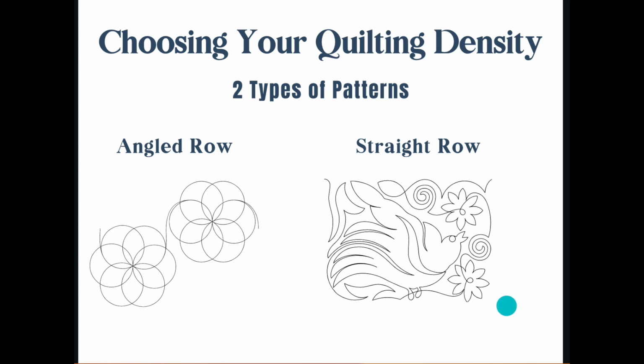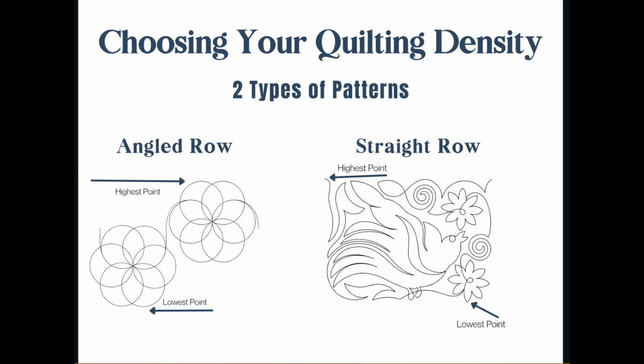Okay, this makes a big difference for 2 reasons. One, when you're looking at the quilt, your eye is going to follow a straight row more than it is an angled row, and you're going to be able to differentiate those rows better. The other part is we're going to be looking, so this is where the density comes in. We're going to be looking for the highest point of the design, and we'll be looking for the lowest point of the design. So let me move my screen here so you can see that.